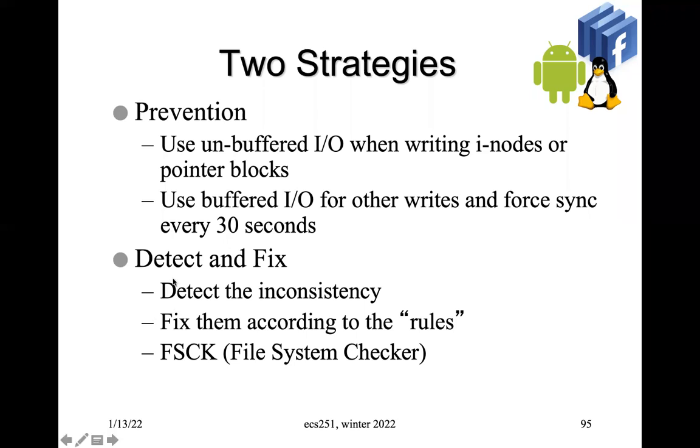But most of the modern systems take the second approach, which is called detect and fix. I have some way to track the consistency of the system such that I can determine there is some inconsistency. When you actually detect that inconsistency, you apply a set of rules to fix it in your hard disk, in your file system. That's called FSCK. FSCK stands for File System Checker. We're going to talk about FSCK first, then see how you do background FSCK.